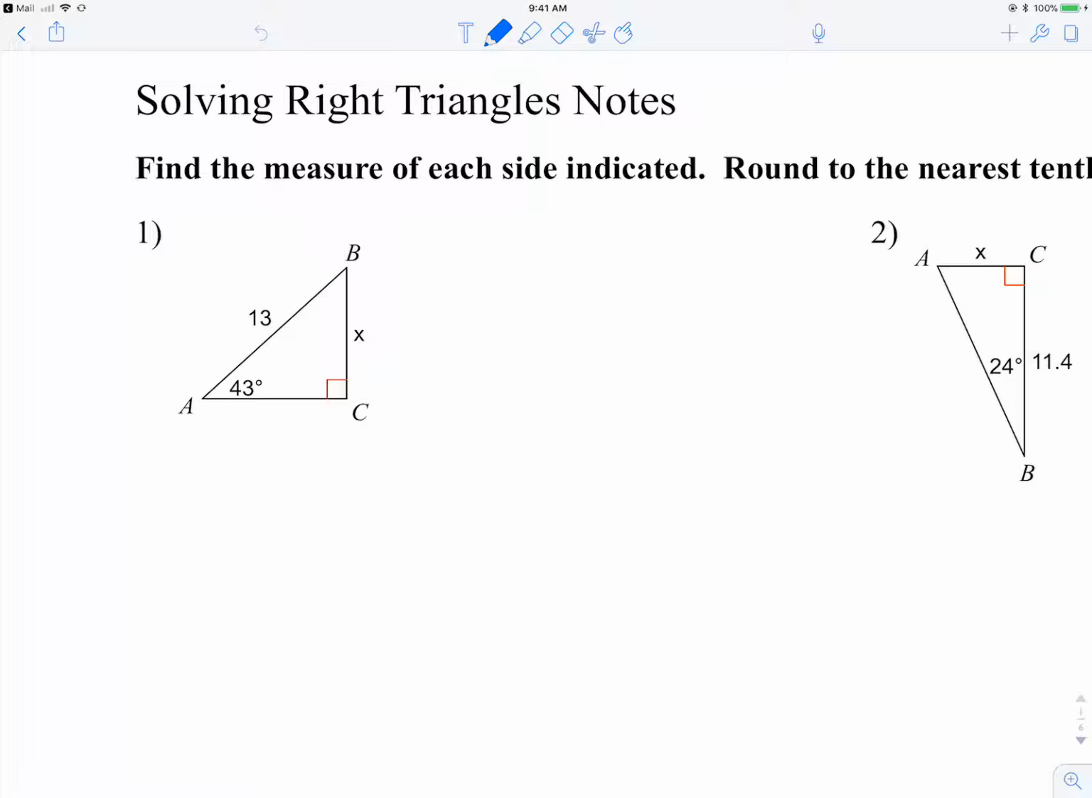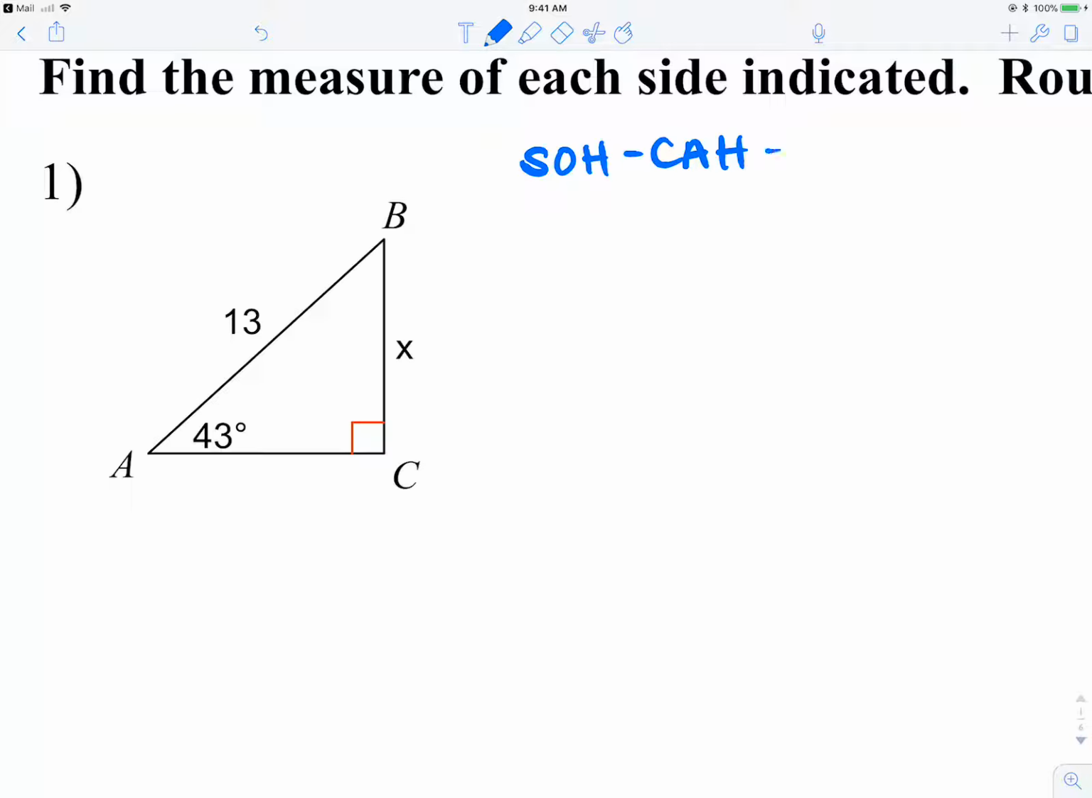Okay, so for this first section of examples, if we look at example 1, we're thinking SOHCAHTOA. Sine is equal to the ratio of the opposite side over the hypotenuse, cosine is equal to adjacent over hypotenuse, and tangent is equal to opposite over adjacent.